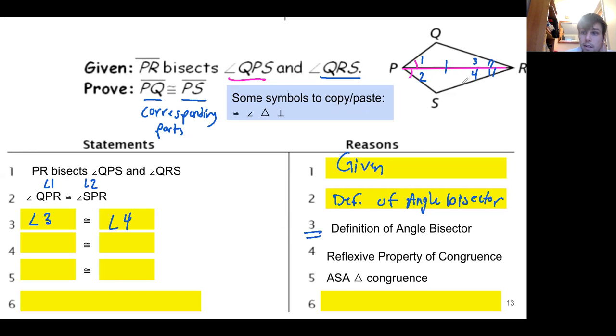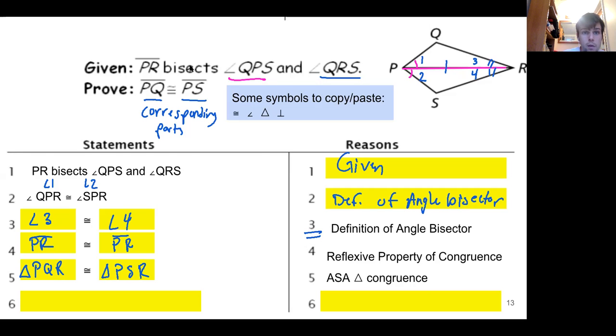Reflexive property of congruence, that is our shared side, that PR is congruent to itself. These are a little bit lined up funny. Yeah, reflexive property. So PR is congruent to itself, reflexive property. And then angle, side, angle, triangle congruence. Angle, side, angle, angle, side, angle. Yeah, that works. So I need some names for these 2 triangles, and I'm just going to go PQR. P corresponds with P, S, Q, so P, S, R. That's this one here. And it is angle, side, angle.